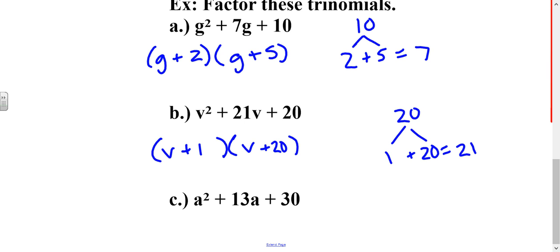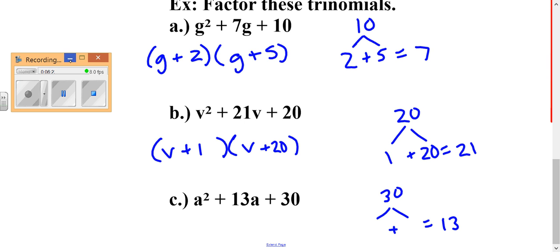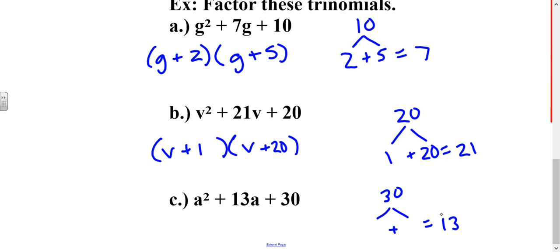Okay, last one. A squared plus 13a plus 30. So we're finding factors of 30 that add to be the middle term, which is 13. Alright, so we've got factors of 30 that add to equal 13.